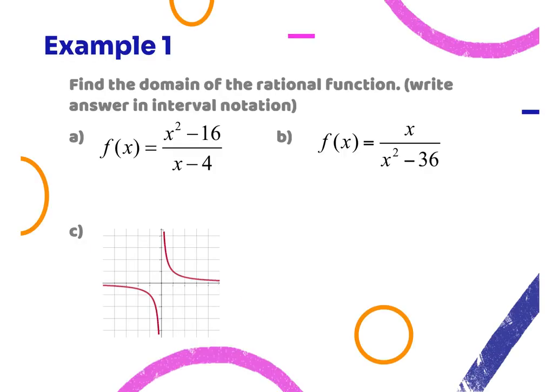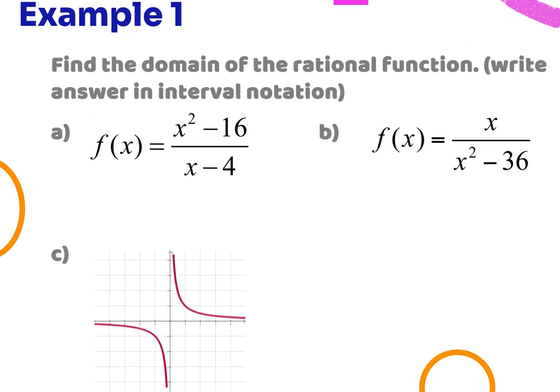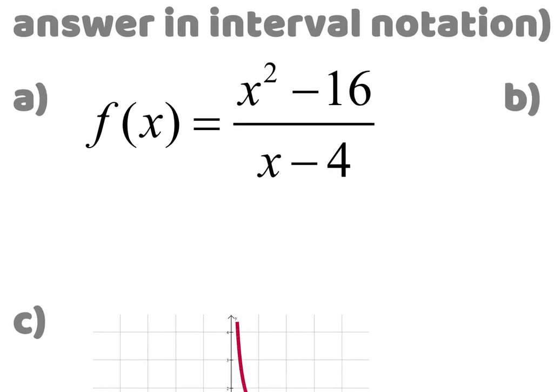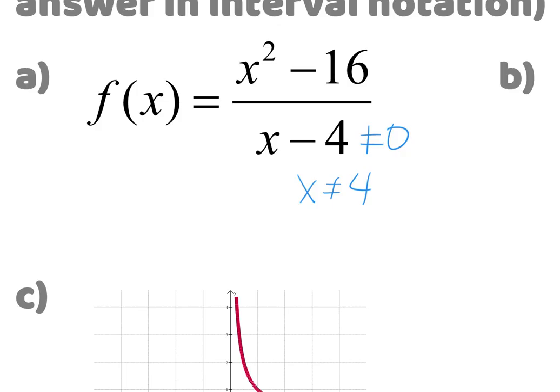So example 1 says find the domain of the rational function, and we're going to write the answer in interval notation. So when we look at A, I am going to completely ignore my numerator for now. The denominator is where I'm looking for my domain restriction. I would say this cannot equal 0, so x cannot equal 4. And in interval notation, my domain would be negative infinity to 4, not including the 4, and then 4 to positive infinity.